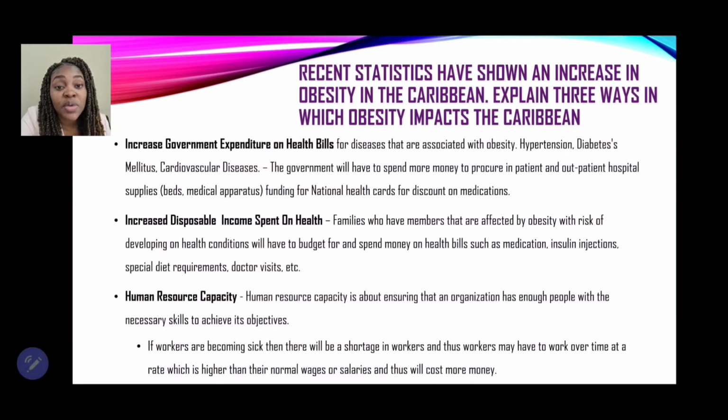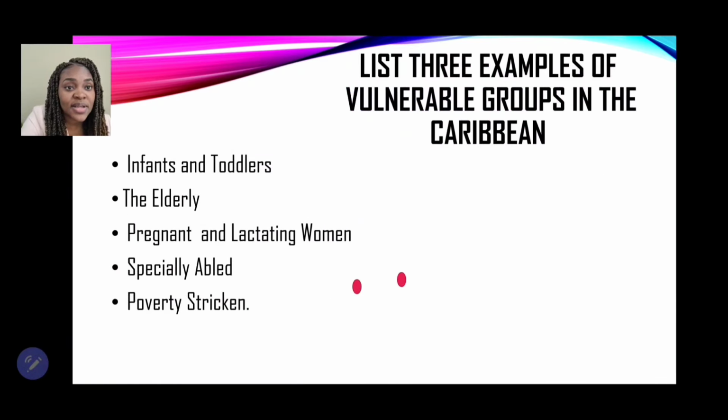Also, human resource capacity is affected. We have no workers because everyone is getting sick. There are no workers to perform the skill set that a particular organization may need. So if workers are becoming sick, then there will be a shortage of workers, and thus workers may have to work overtime at a rate which is higher than their normal wages or salaries, and thus it will cost the government more. All right. Next question.